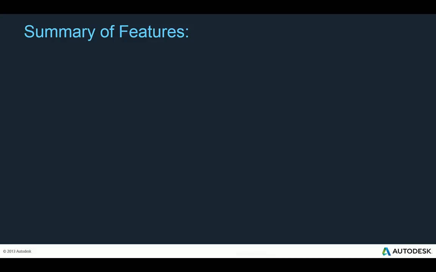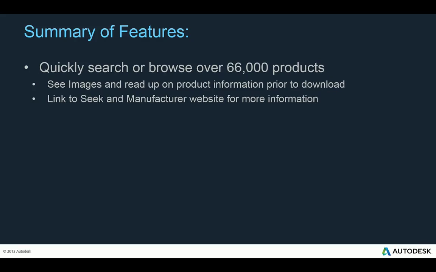So a quick summary of the features that we just demonstrated for the Seek for Revit add-in. You can quickly search or browse over 66,000 different manufacturer-specific products from the Autodesk Seek page, directly within the app, and within your Revit program.